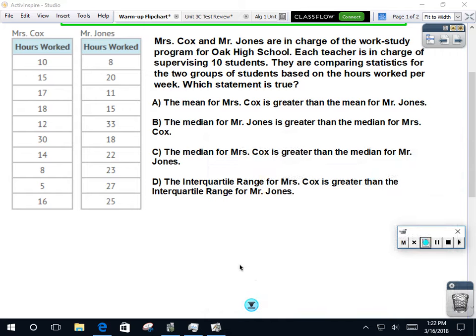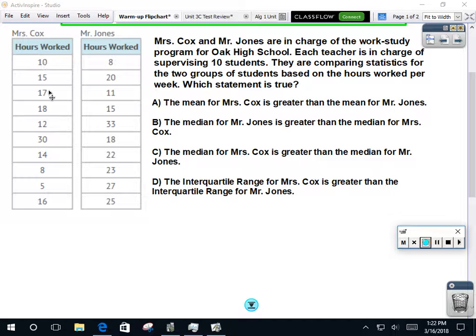Okay, Ms. Cox and Mr. Jones are in charge of the work-study program for Oak High School. Each teacher is in charge of supervising 10 students. They are comparing statistics for the two groups of students based on the hours worked per week. Which statement is true? So what we have over here is a list.